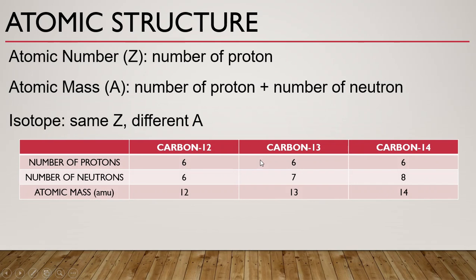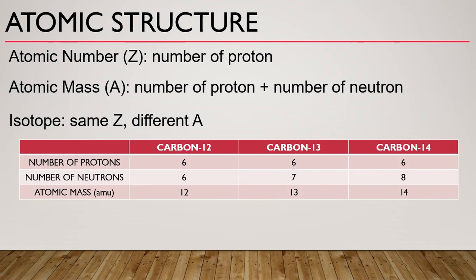Mga isotopes ng carbon is carbon 12, carbon 13, and carbon 14. Their number of protons ay pare-parehas. All are 6 protons. Pero, yung number of neutrons niya ay iba-iba. Sa carbon 12 ay 6, sa carbon 13 ay 7, and carbon 14 ay 8. So, ang atomic mass nila, which is the number of proton plus number of neutron, is 12, 13, and 14.